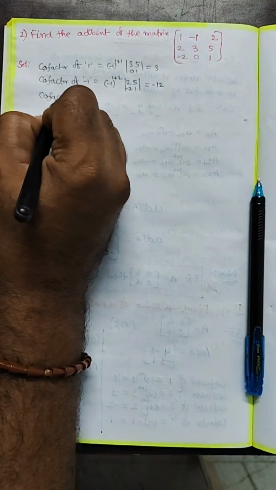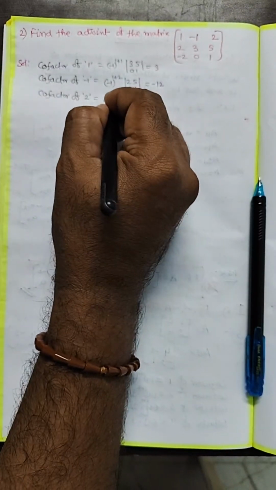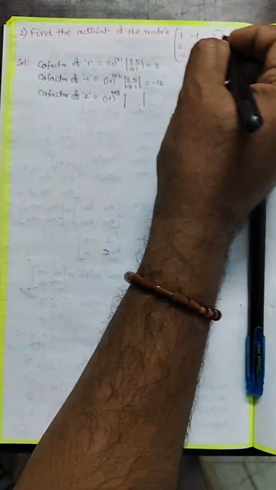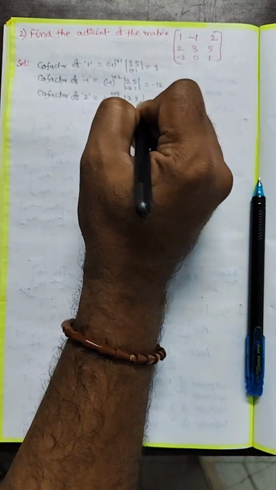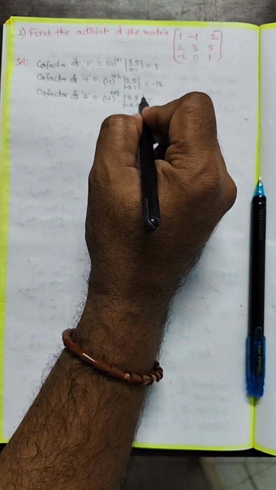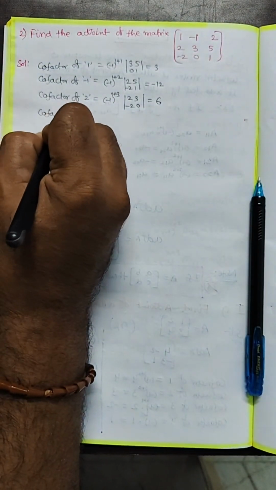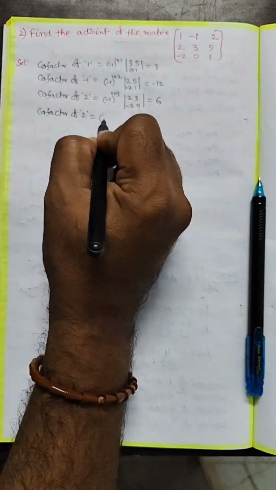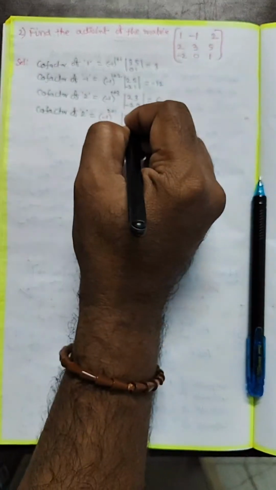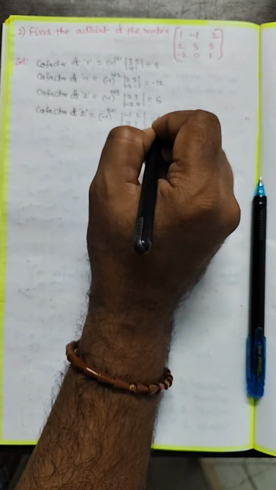Next cofactor of 2, minus 1 whole power first row, third column. So eliminating this column and this row, 2, 3, minus 2, 0. So minus 1 whole power 4 is plus 1, 0 minus of minus 6, plus 6. 6. Next, cofactor of 2, minus 1 whole power 2 plus 1, second row, first column. Eliminating, minus 1, 2, 0, 1. So this is minus 1, 0. So plus 1 will come.